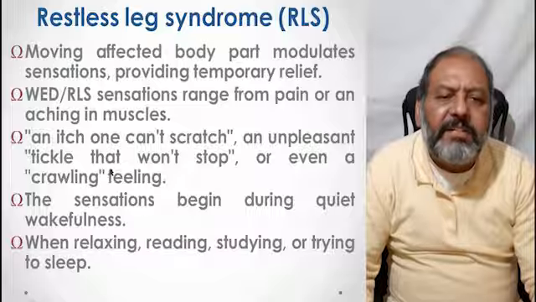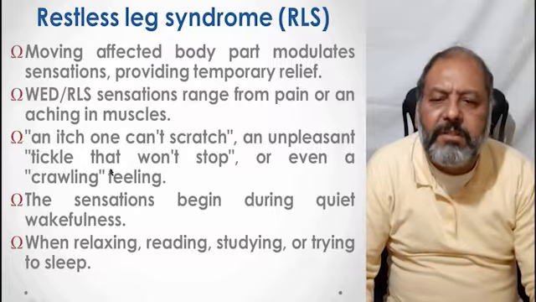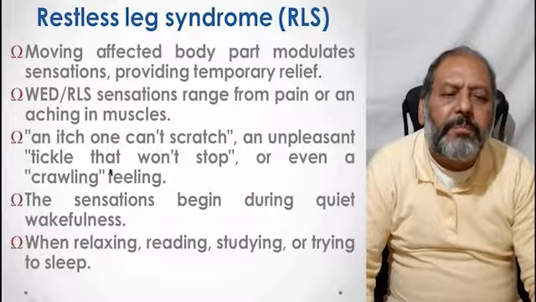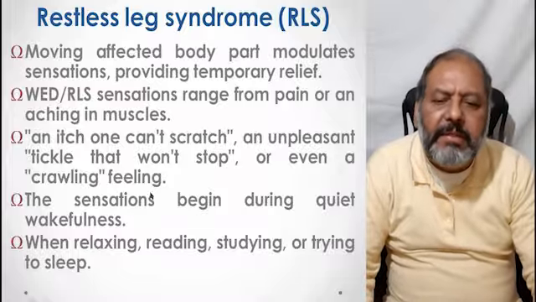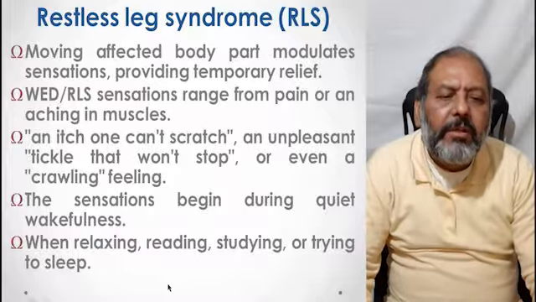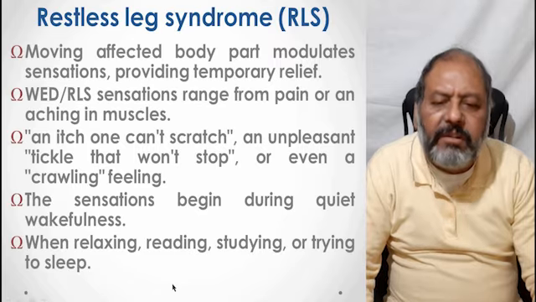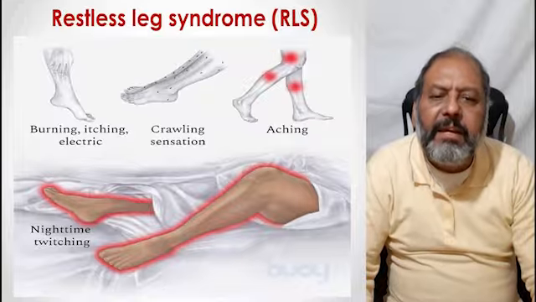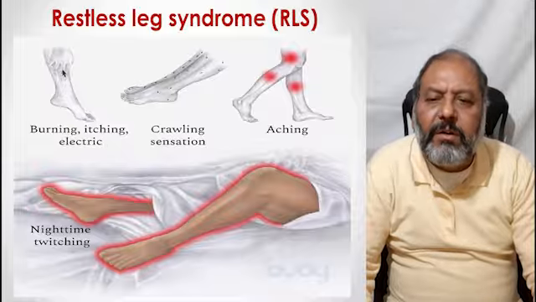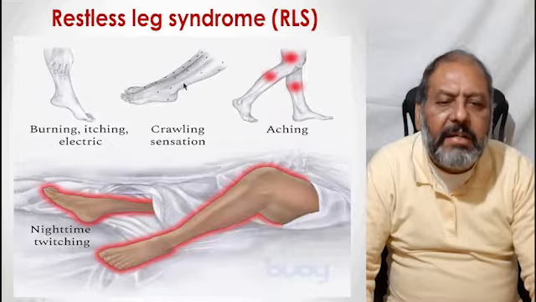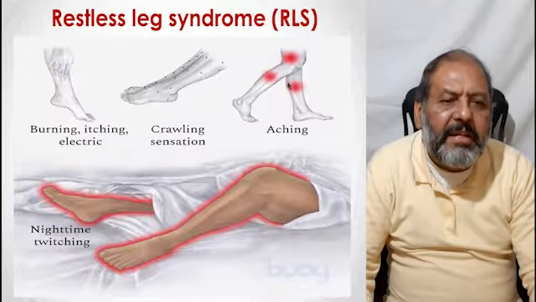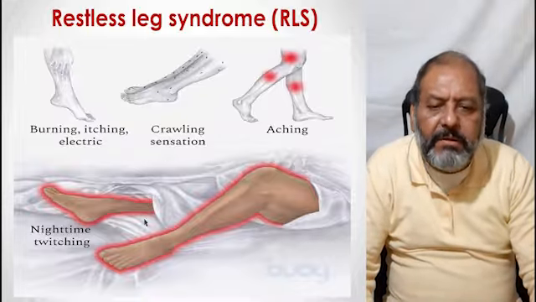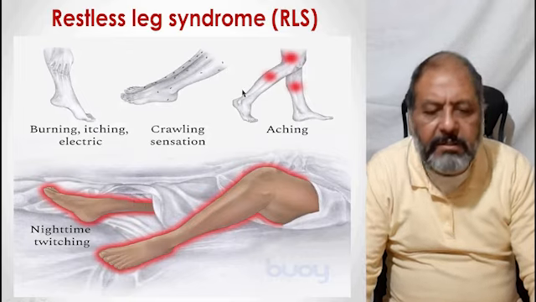WED or RLS sensations range from pain or an aching in the muscles, an itch one cannot scratch, an unpleasant tickle that will not stop, or even a crawling feeling in the limb. The sensations begin during quiet wakefulness when relaxing, reading, studying, or trying to go to sleep. And here one can see the burning, aching, or electric shock feeling, crawling sensation in the limb, then aching, the pain at these areas of the legs, and then nighttime twitching when one is sleeping. So these are all the symptoms of restless leg syndrome.